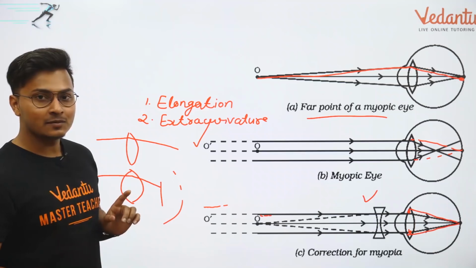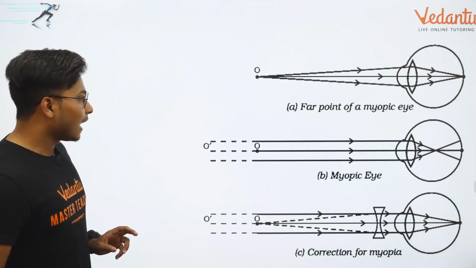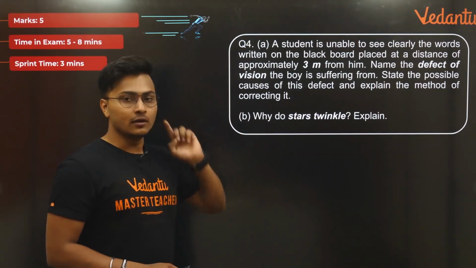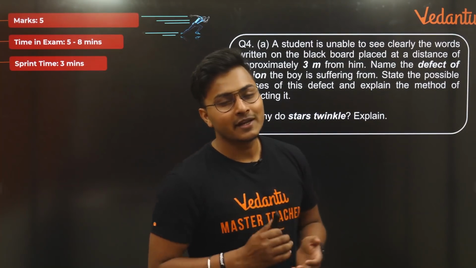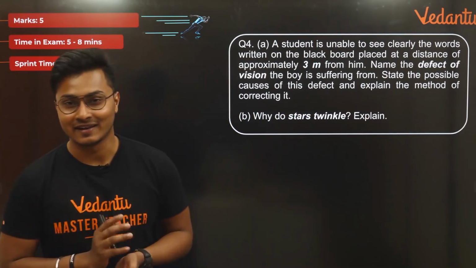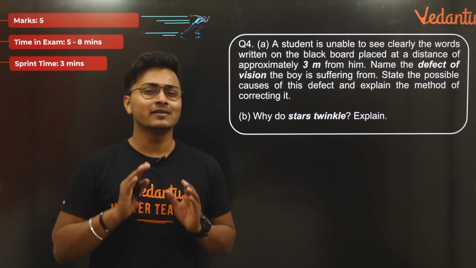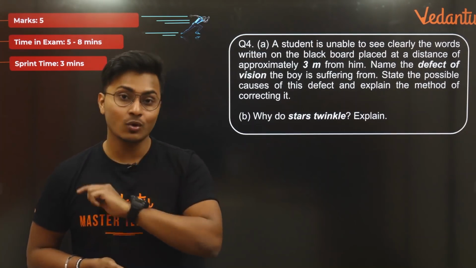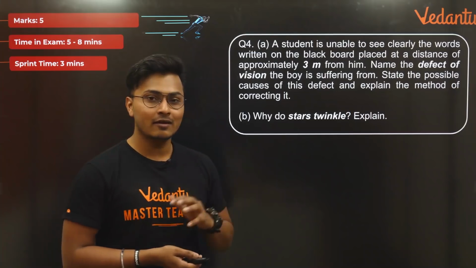So I'll repeat all the statements again as we go forward. And there was one more very important question on this part: why do stars twinkle? Explain. It's pretty simple, guys. Stars always twinkle due to atmospheric refraction, isn't it? I think we have covered this in great detail in the Sprintex video. So if you have not seen the Sprintex video, I suggest you watch it. We have explained it very clearly there.